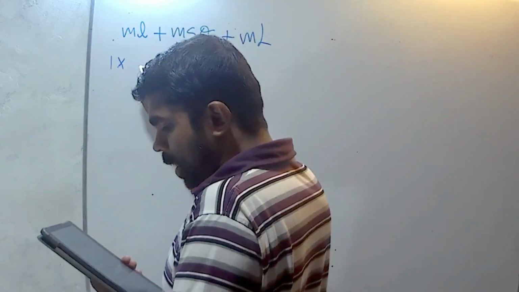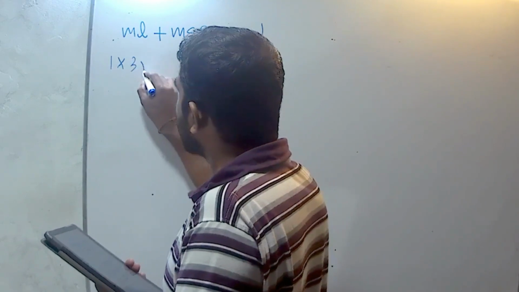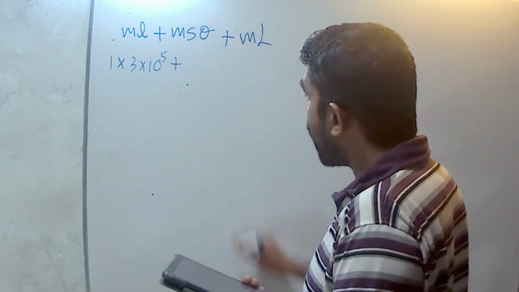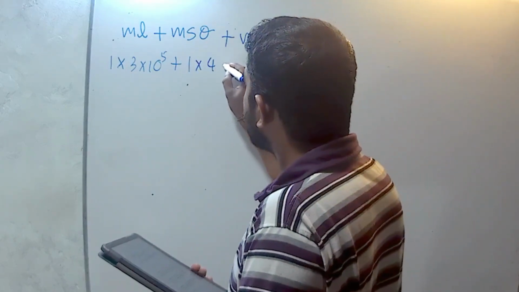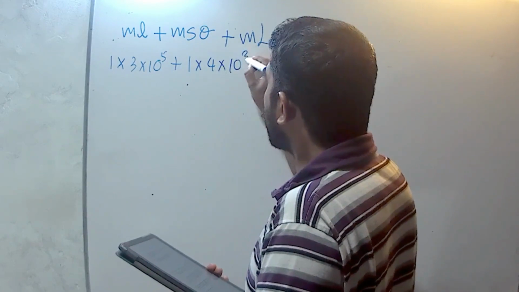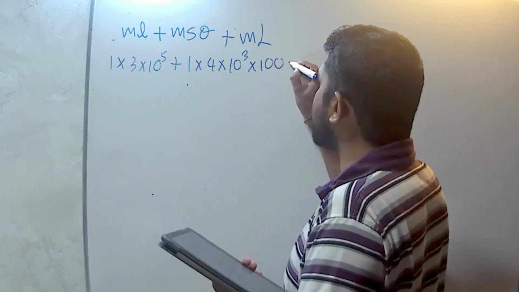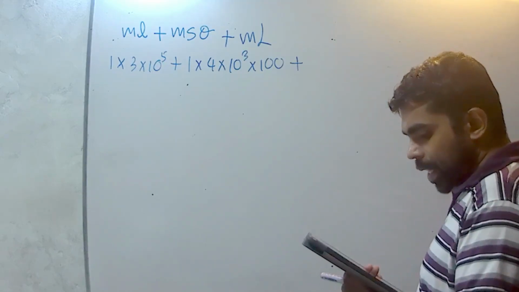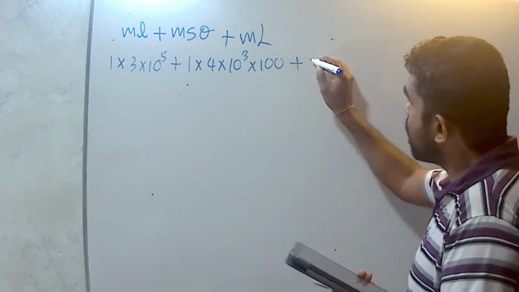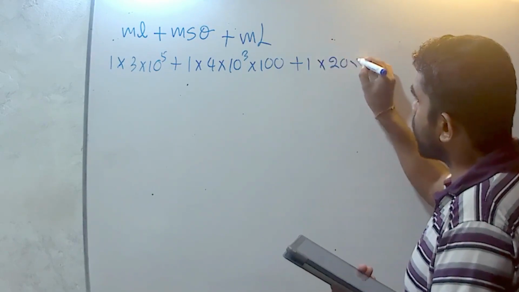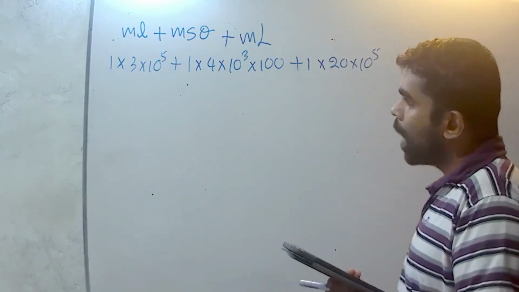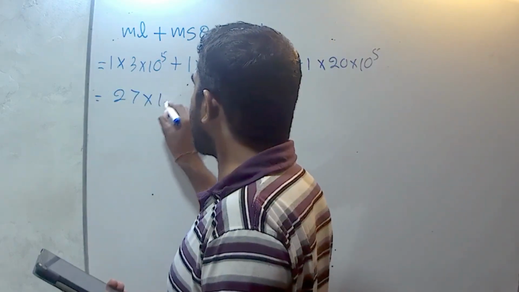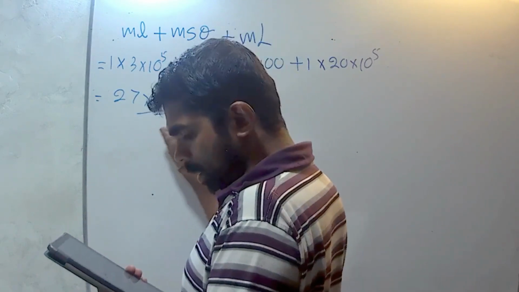Latent heat of fusion, we have to consider 3 into 10 to the power 5, not 10 to the power 3. Mass 1 kilogram. Specific heat capacity is given as 4 into 10 to the power 3. Temperature increase 100 degrees, 0 to 100. Again ml, it is latent heat of vaporization. Mass 1, 20 into 10 to the power 5. We have to simplify it. We can obtain 27 into 10 to the power 5 joules.